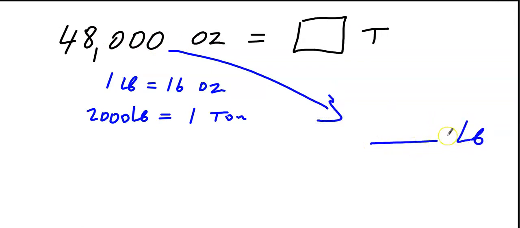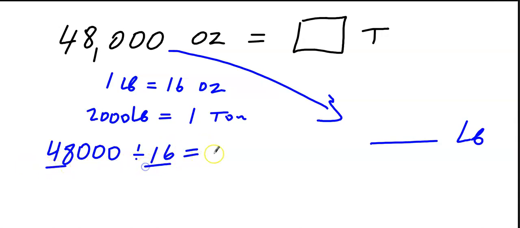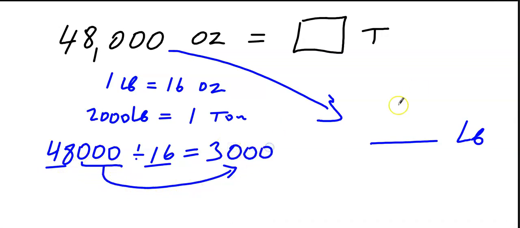Once we know how many pounds it is, then we can change it to the next highest measurement, which is tons. So we're going to do 48,000 ounces divided by how many ounces are per pound, which is 16. And you could do this division this way. 16 can go into 48 exactly 3 times. So then the extra 3 zeros get carried over. Our answer is 3,000 pounds. So 48,000 ounces is the same thing as 3,000 pounds.